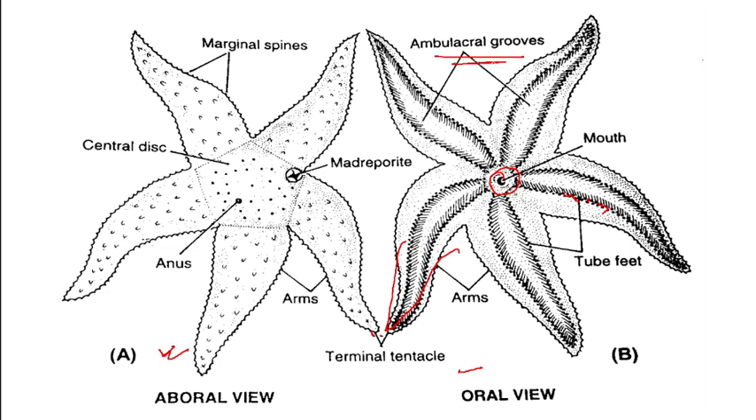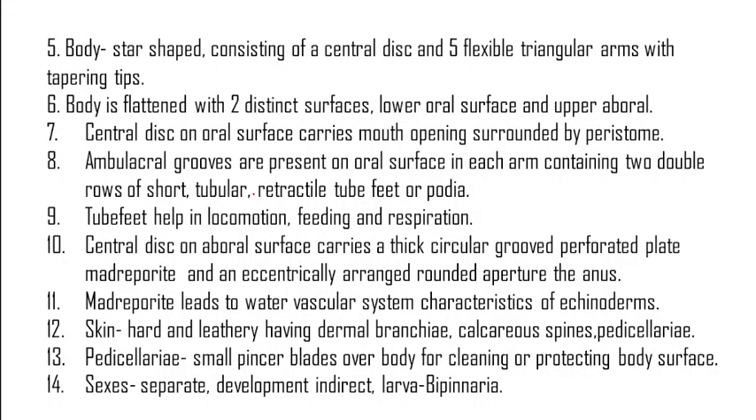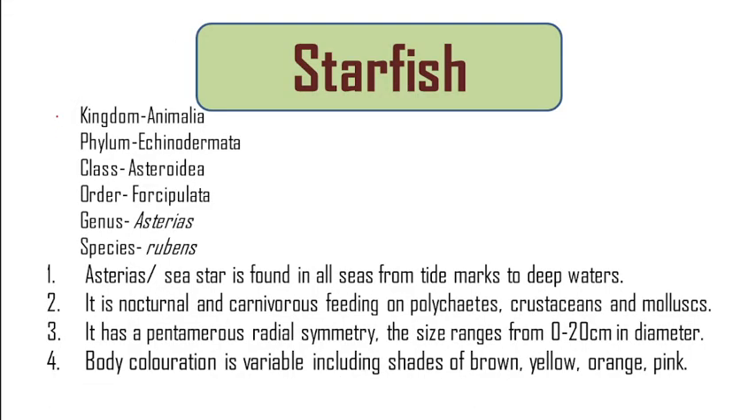These are the ambulacral grooves. यहाँ पे madreporite present है. These are the marginal spines, central disc. This region is the anus. Kingdom Animalia, phylum Echinodermata, class Asteroidea, order Forcipulata, genus Asterias, species rubens.